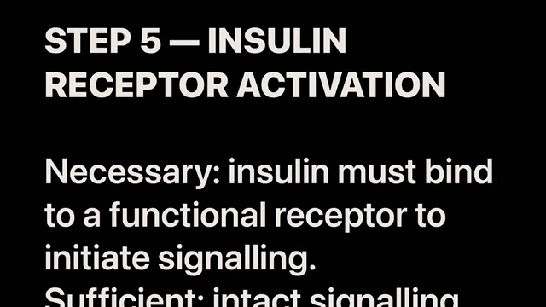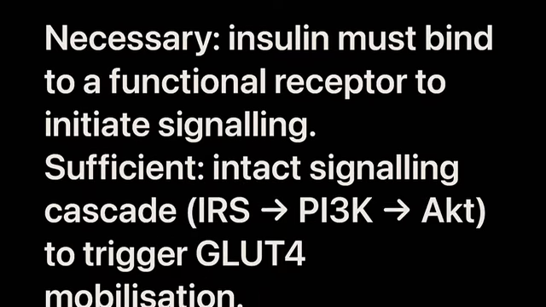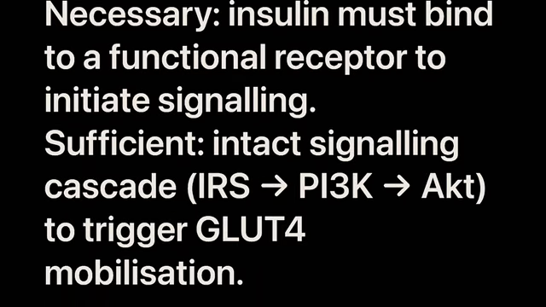Step 5. Insulin receptor activation. Necessary, insulin must bind to a functional receptor to initiate signaling. Sufficient, intact signaling cascade, IRS-PI3K-AKT, to trigger GLUT4 mobilization.